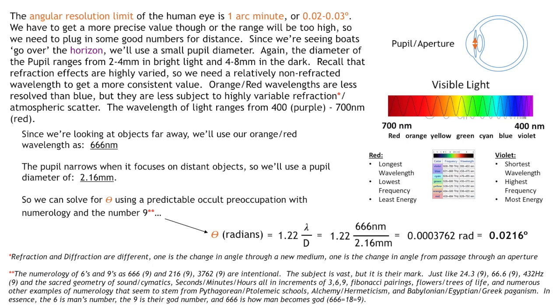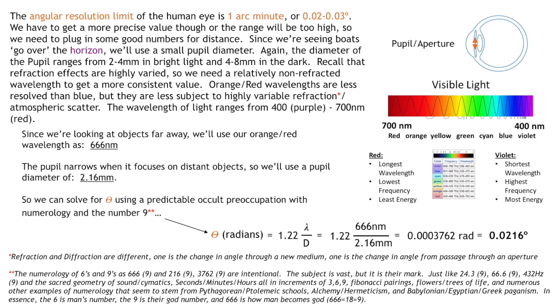The pupil narrows when it focuses on distant objects, like we said, so we'll use a pupil diameter of very low, 2.16 millimeters. So we can solve for theta using a predictable occult preoccupation with numerology and the number 9, such that theta in radians is equal to 1.22 wavelength divided by diameter, which is 666 nanometers divided by 2.16 millimeters. That gives us our number in radians, which is also adding up to 9, as we'll go through. And that gives us an angular resolution theta of 0.0216 degrees.